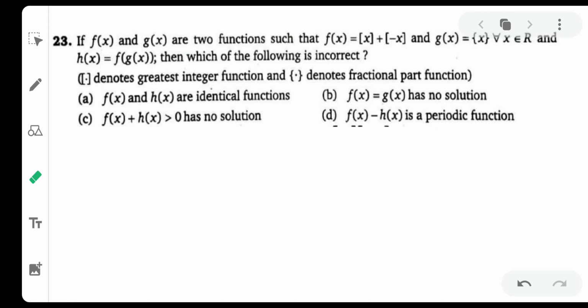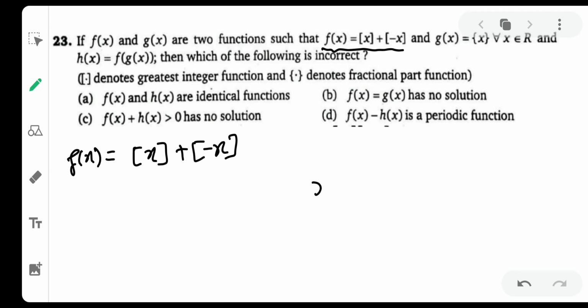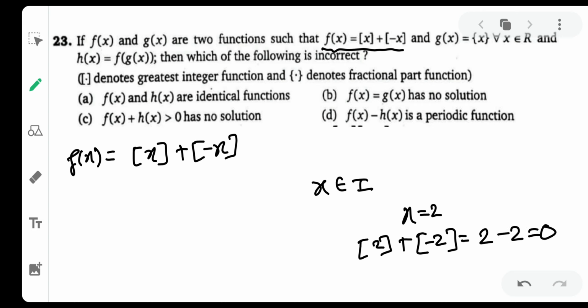So now we are on page number 5, question number 23. Here we have f(x) equal to [x] plus [-x], where [ ] is the greatest integer function. Suppose x belongs to integers, so you can take any value of x as an integer. Let us say x is equal to 2. Then [2] plus [-2] is simply 2 minus 2, which is equal to 0. It means when x belongs to integers, the value of this function is simply equal to 0.